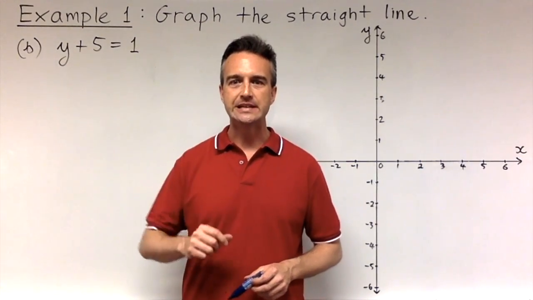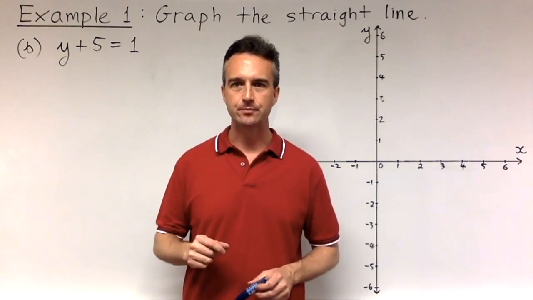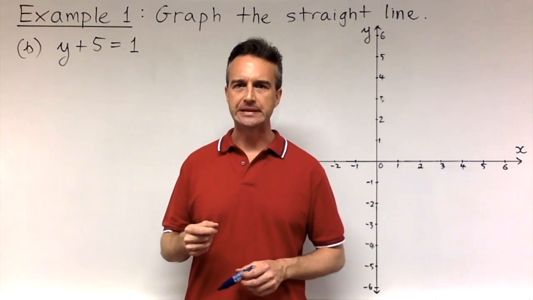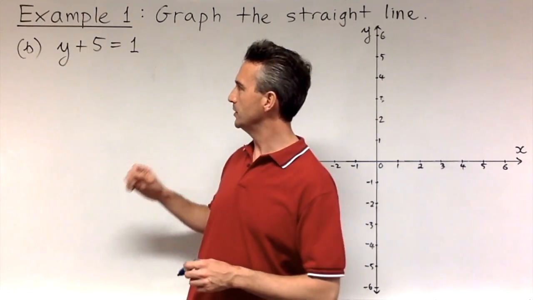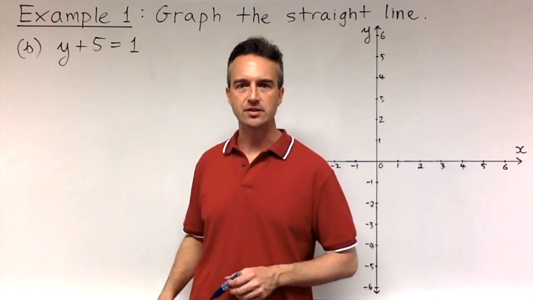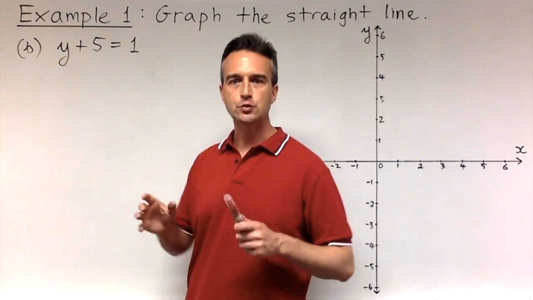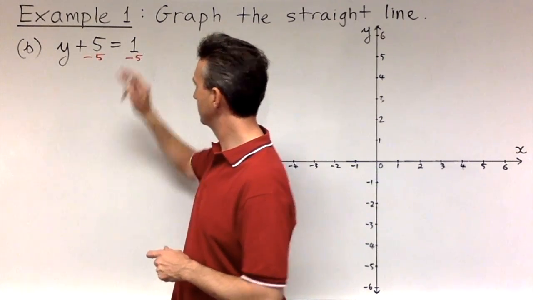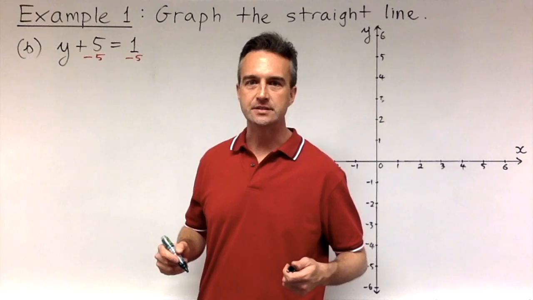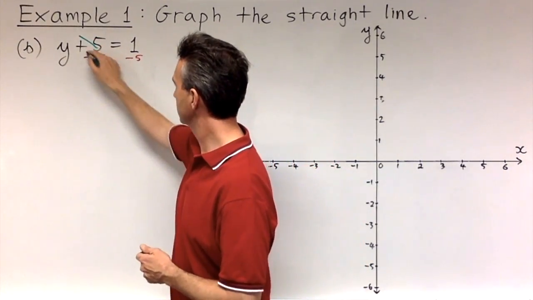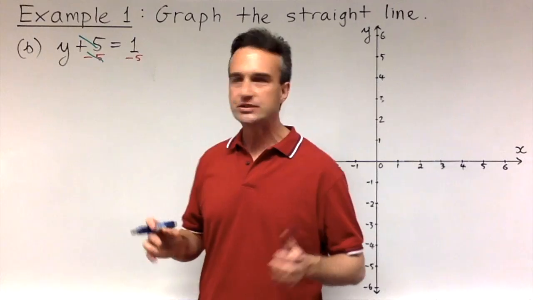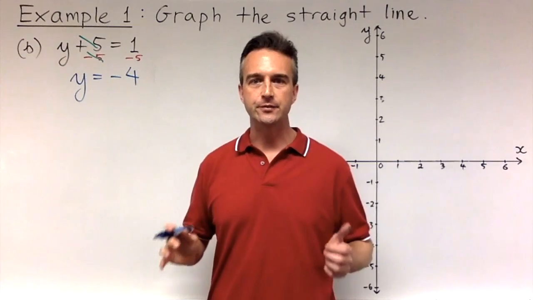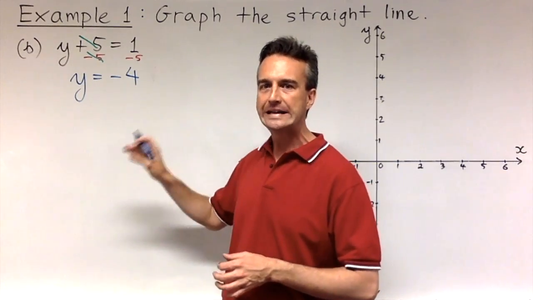Let's now try the second example we were looking at in the beginning. Y plus 5 equals 1. Well, that's not y equals something, is it? So we've got a couple of steps to do first. Let's get y alone on the left-hand side. How do we undo the plus 5? We subtract 5 from both sides. 5 and negative 5 cancel out, leaving us with the equation y equals negative 4.